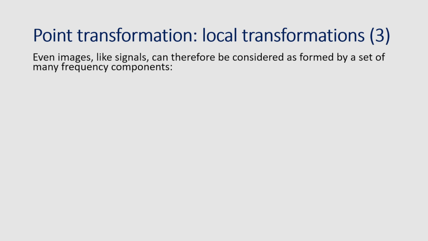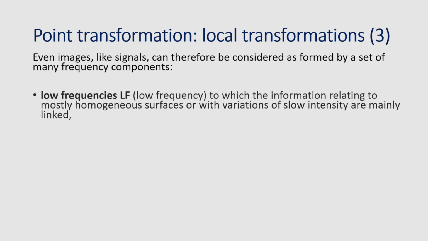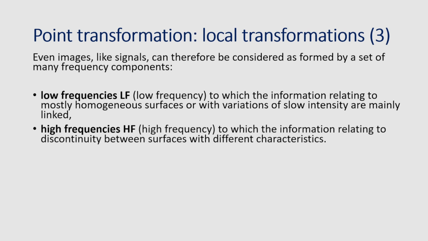Even images, like signals, can therefore be considered as formed by a set of many frequency components. Low frequencies, LF, to which the information relating to mostly homogeneous surfaces or with variations of slow intensity are mainly linked. High frequencies, HF, to which the information relating to discontinuity between surfaces with different characteristics.